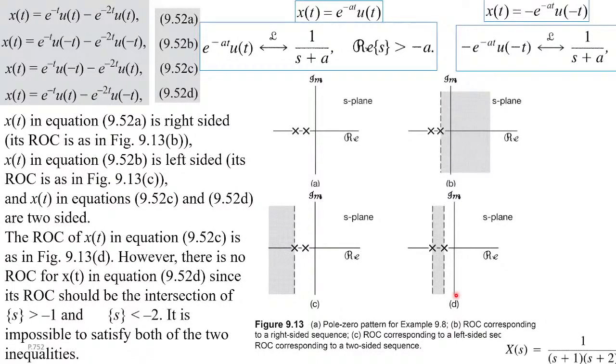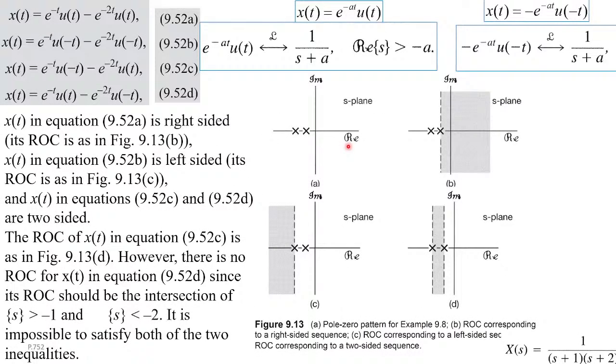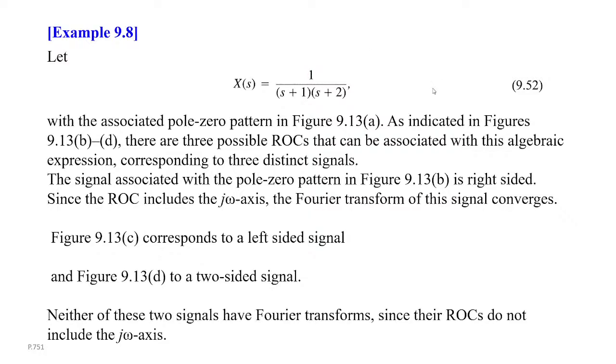So you can see that you have different ROC, and they will correspond to different inverse Fourier transform. We should write the equation here, right? To make it more clear, this is equal to 1 over s plus 1 minus 1 over s plus 2.